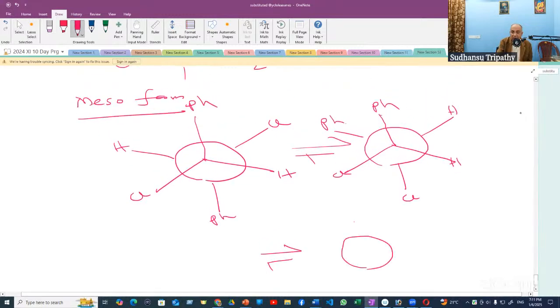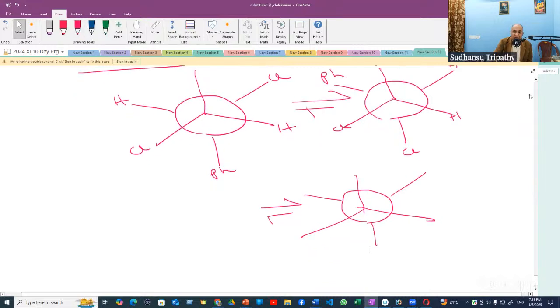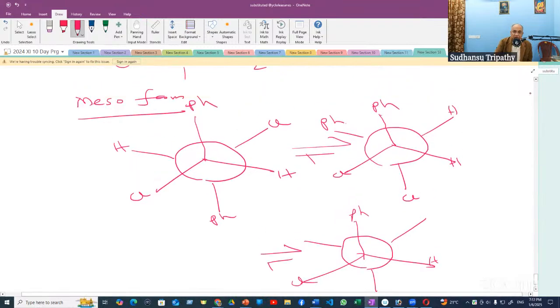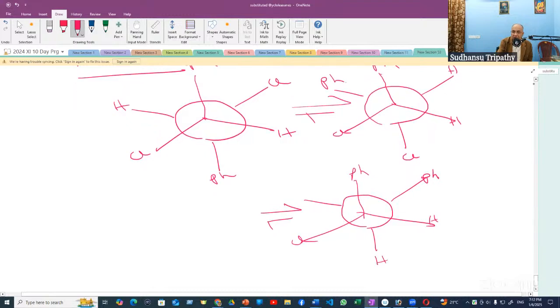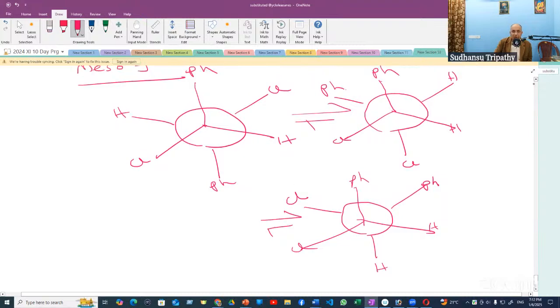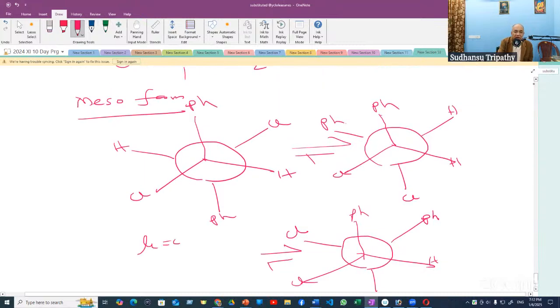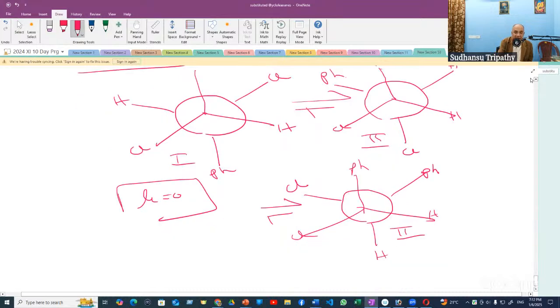Do the same format. That is the staggered format. Now we have kept the front one fixed, Ph, Cl, H, and are making a clockwise rotation of the rear carbon. So phenyl will come here, hydrogen will come here, and chlorine will go there. You will find here the dipole moment for this conformer, rotamers 1, 2, 3. We will see that 2 and 3 are energetically the same.